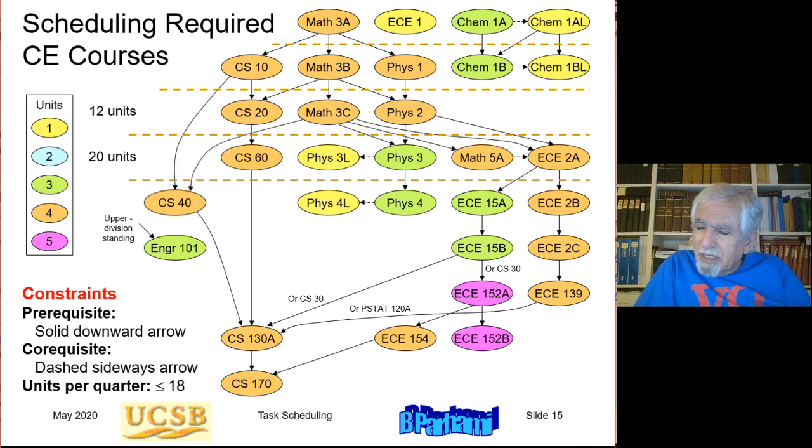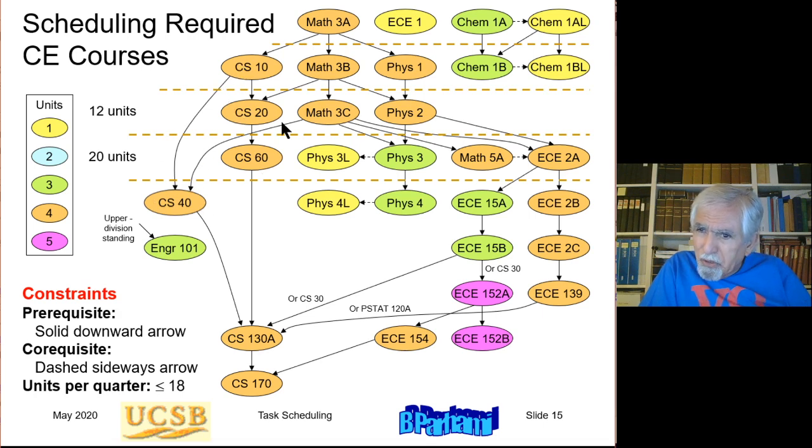Okay, so this is basically scheduling. Scheduling means choosing the courses for each quarter so that you're satisfying various constraints, like total number of units in one quarter is one constraint, and then prerequisite is another constraint. So CS40 must come at the later quarter than Math 3C and CS10 because those two are prerequisite.